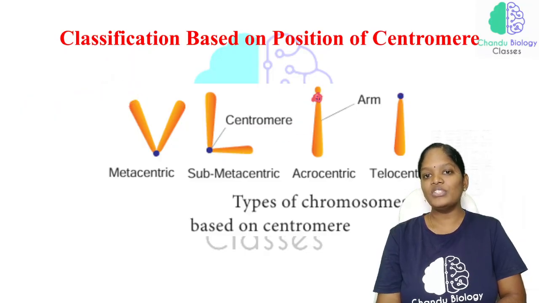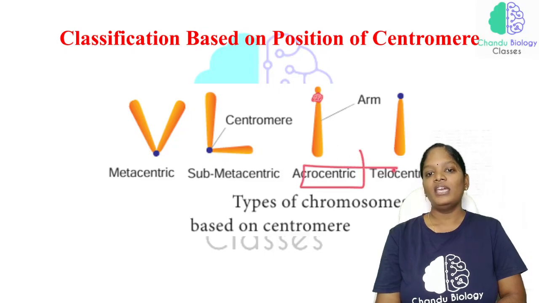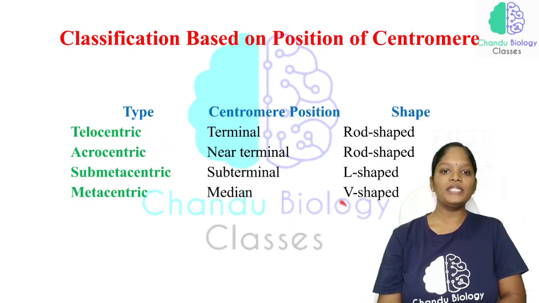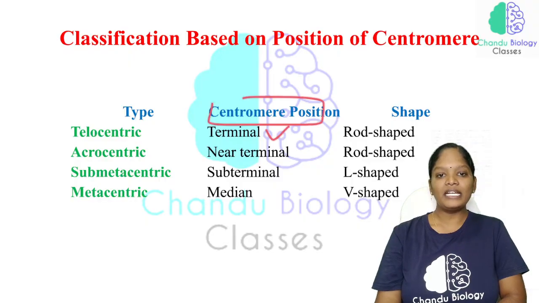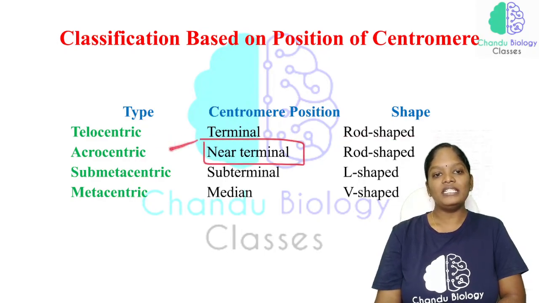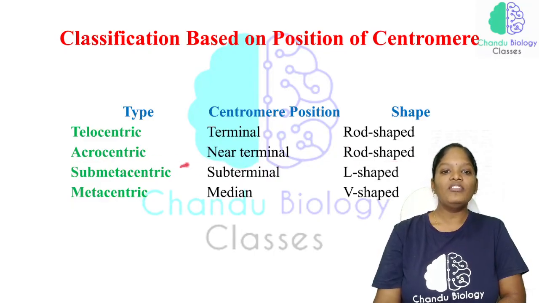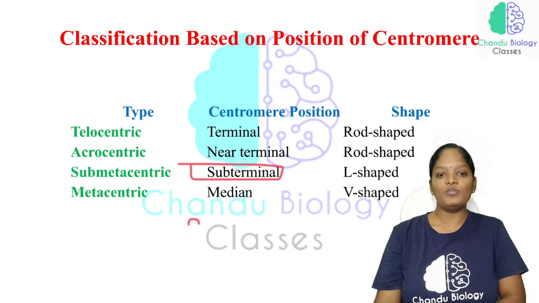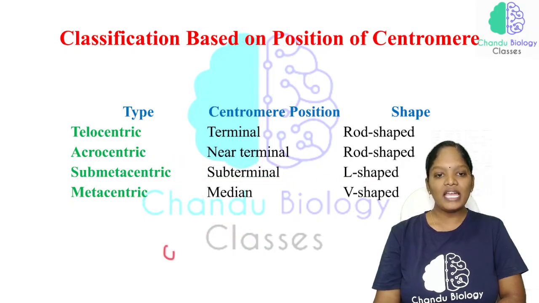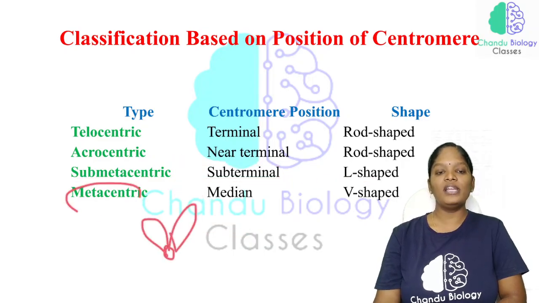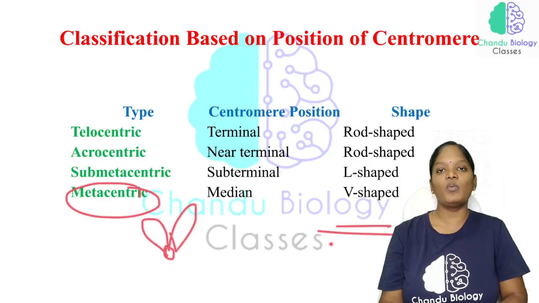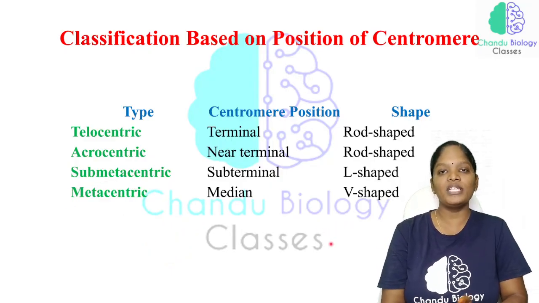If the centromere is near the terminal end, we call it acrocentric. If the centromere position is terminal, we call it telocentric, and the shape will be rod shape. If the centromere is near the terminal, it is acrocentric, again a rod shape. If it is present in the subterminal, which means an L shape, then it is submetacentric. If it is present exactly at the center, it is metacentric, which is V-shaped. So this is the shape of a chromosome based on the position of the centromere.